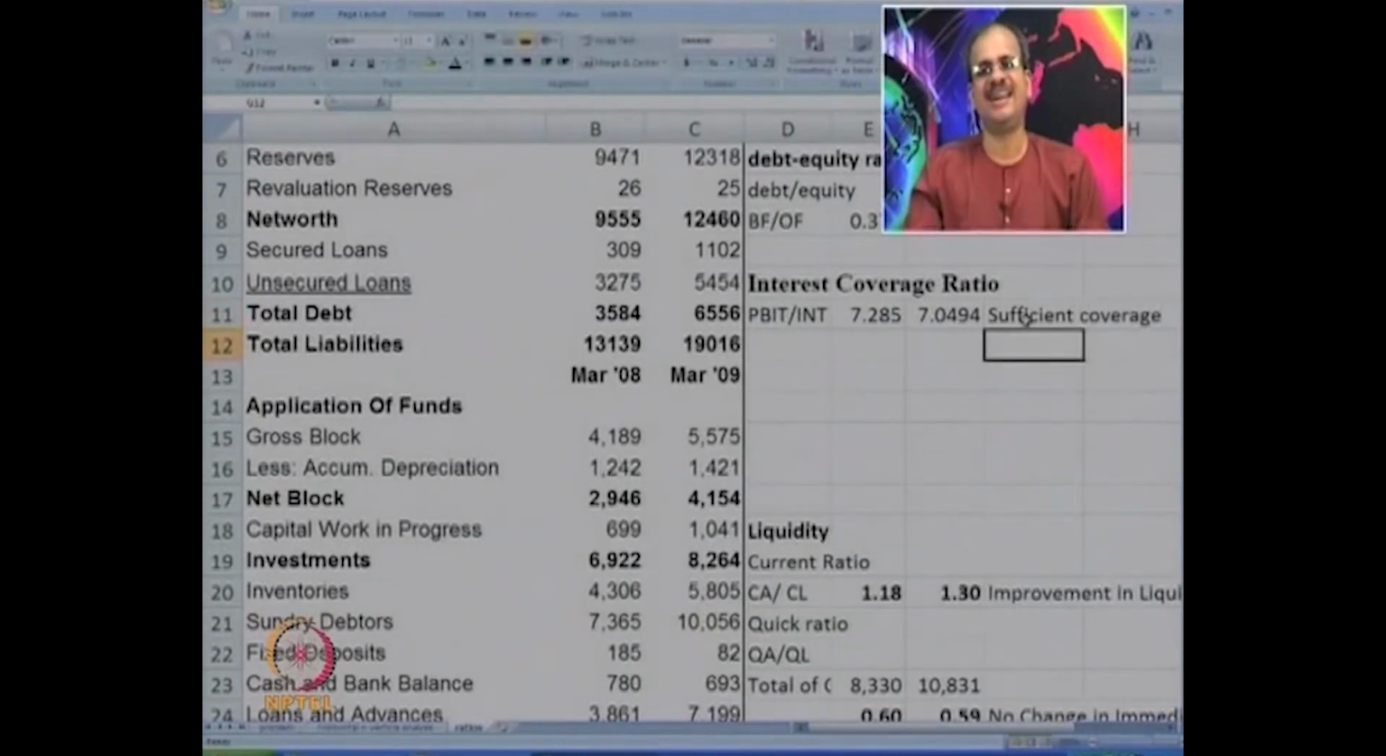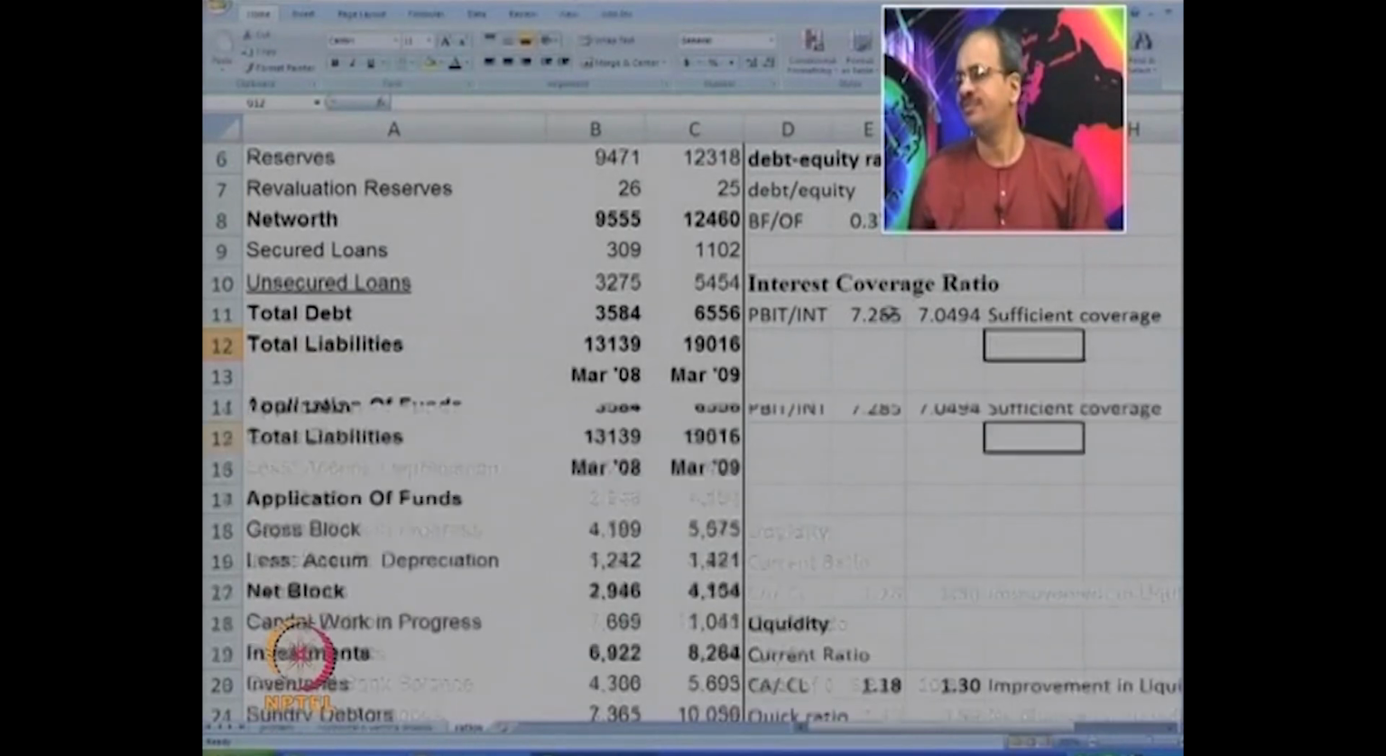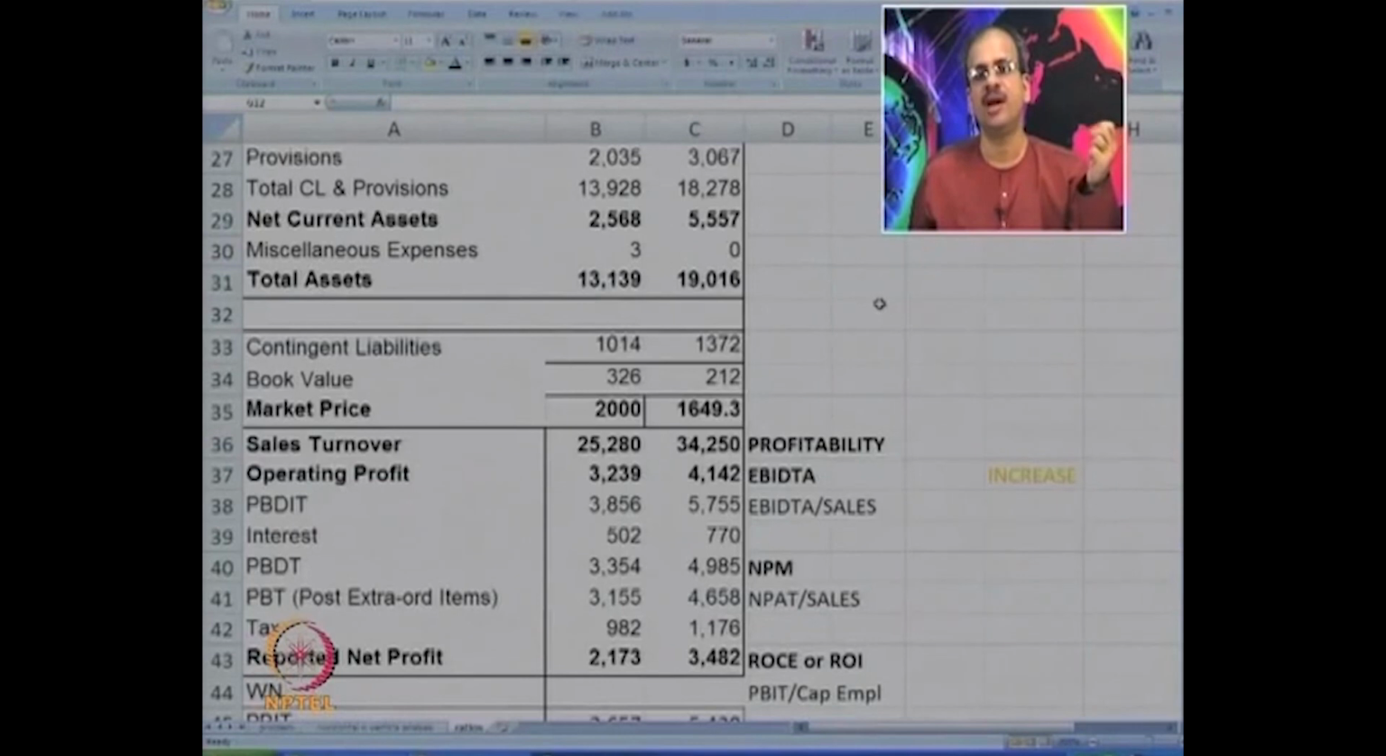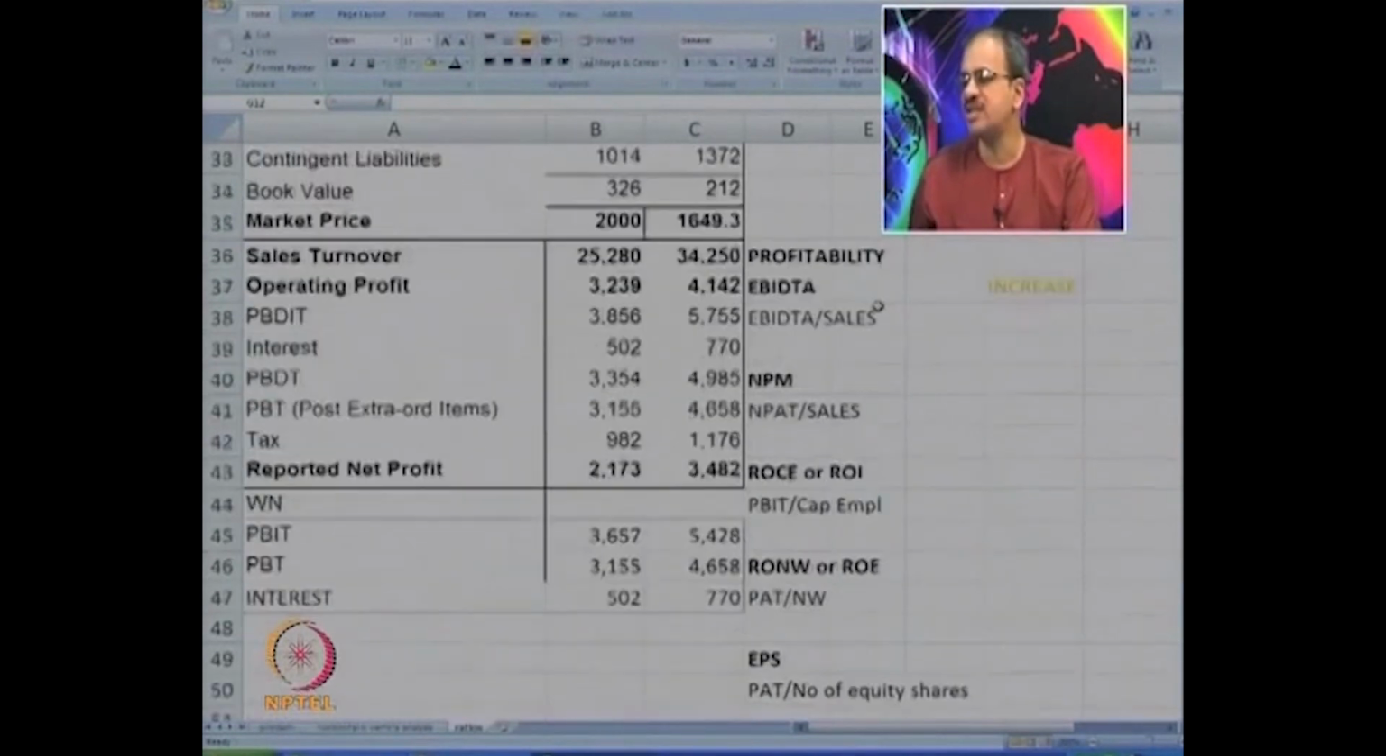Particularly bankers and lenders will be very much interested in knowing the interest coverage ratio of the company. Before sanctioning any loan, any bank or institution will look at the interest coverage ratio of the company and also of the project. So, we have seen liquidity ratios. Now, we have also seen leverage ratios and the interest coverage ratio. Now, let us go to profitability ratios.